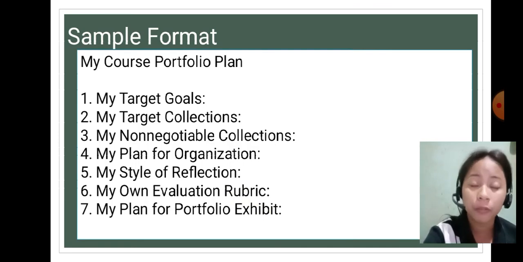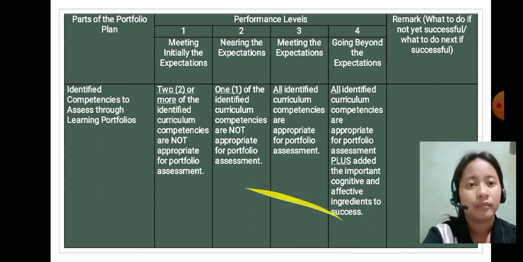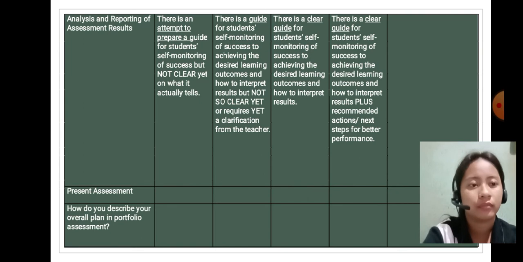And this is your sample format for your course portfolio plan. And take note of this rubric. Now get your materials that I asked of you last week, and now you may start your course portfolio plan. I will give you 20 minutes to do it. Now the 20 minutes have passed. Please pass your portfolios.